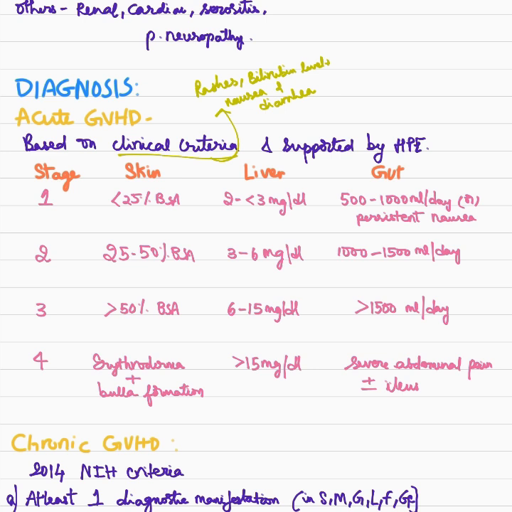In the second stage, 25 to 50% of the body surface area involvement with 3 to 6 milligrams per dl of bilirubin elevation and 1000 to 1500 ml per day of diarrhea. In the third stage, it's going to be more than 50% of the body surface area involvement with 6 to 15 milligrams per deciliter of bilirubin and more than 1500 milliliters per day of diarrhea.